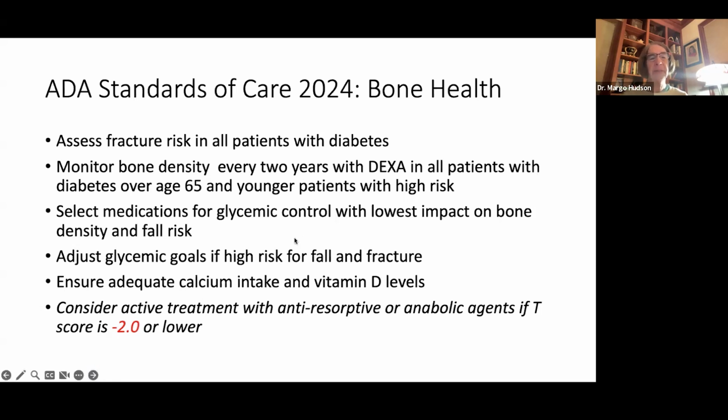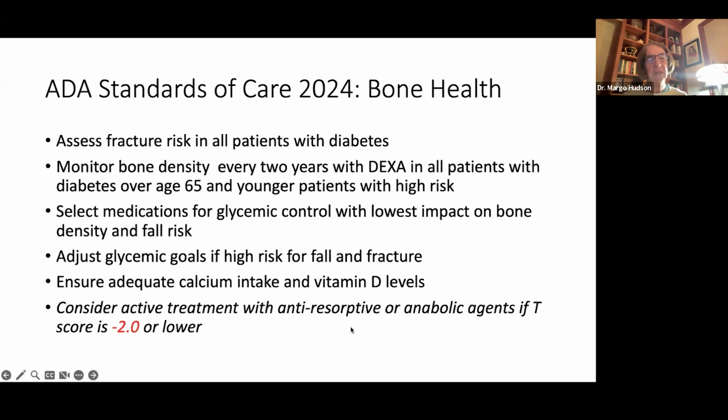You should select medications for glycemic control with the lowest impact on bone density and fall risk. So you're trying to avoid hypoglycemia. Pioglitazone has been shown to increase fracture risk, for example, so it is not recommended. If they're at high risk for fall and fracture, adjust glycemic goals to avoid hypoglycemia. Make sure they have adequate calcium intake and vitamin D.